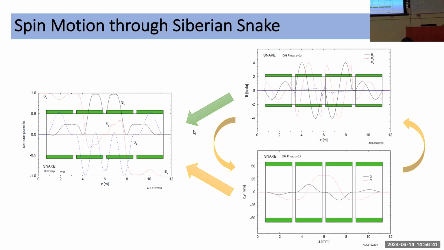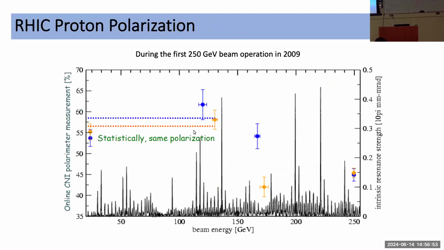If you run this properly, you need to operate these snakes. It's more than one in the ring, of course. If you do that properly, you can really overcome the resonances. So this shows a picture. I have one with higher polarization. This was the first 250 GeV beam operation in 2009.